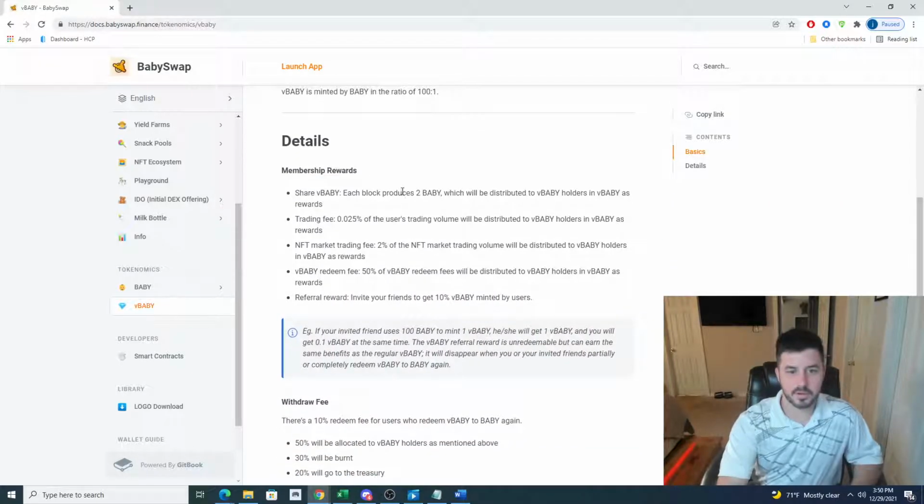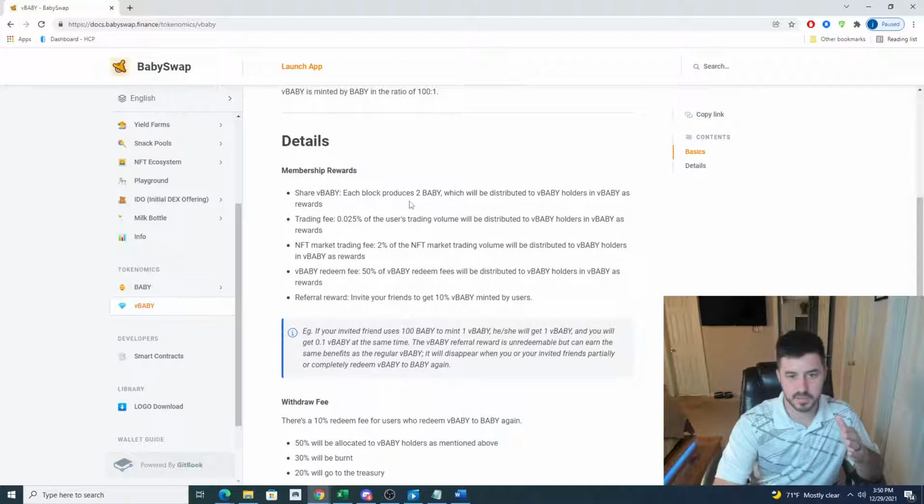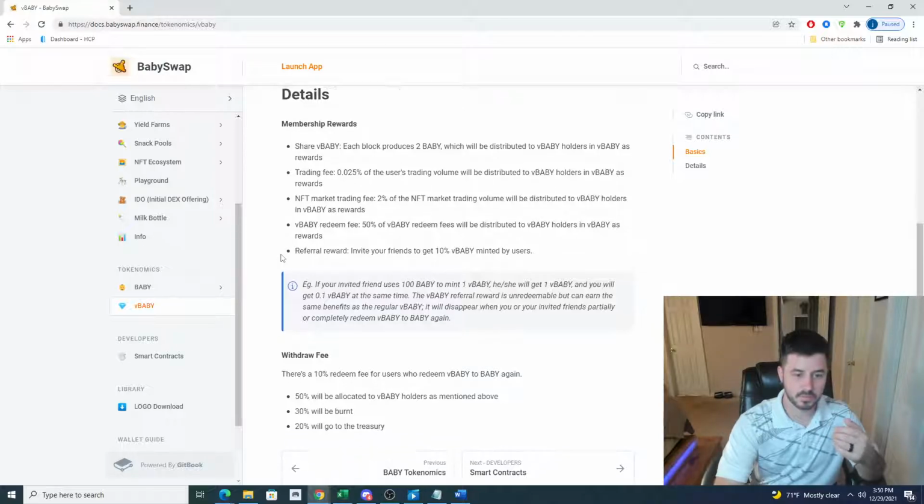We'll come down here and you can see all the different rewards of this. I made other videos pertaining to vBABY, but this is just kind of an overview of everything on the site. As you can see, there's a bunch of different rewards and a lot of different ways that you will gain more. The idea is that you'll be able to gain more than just the pool.